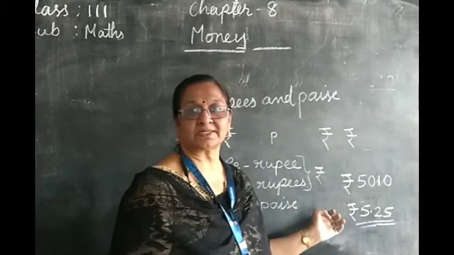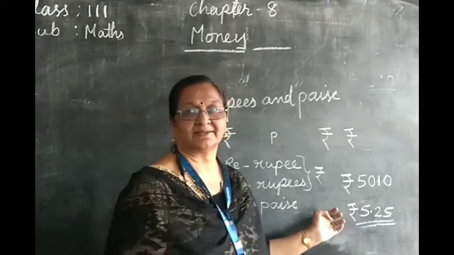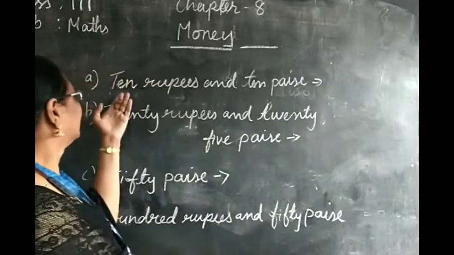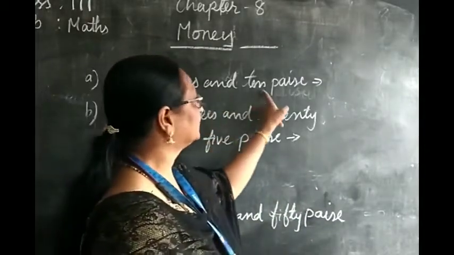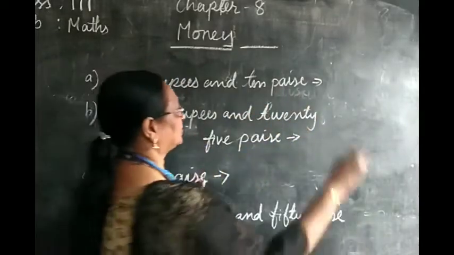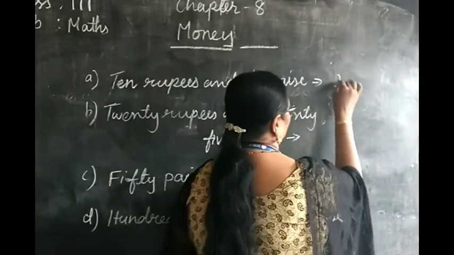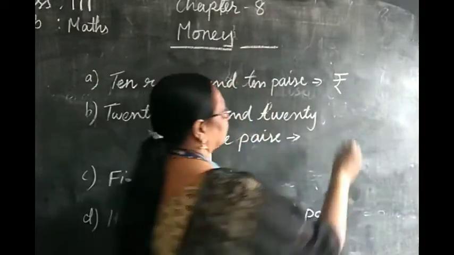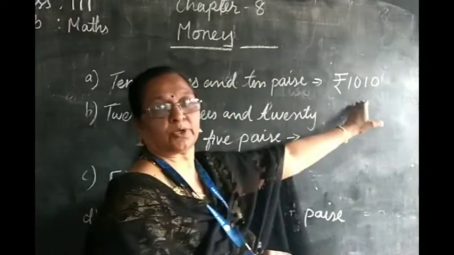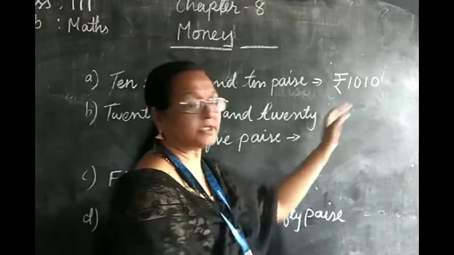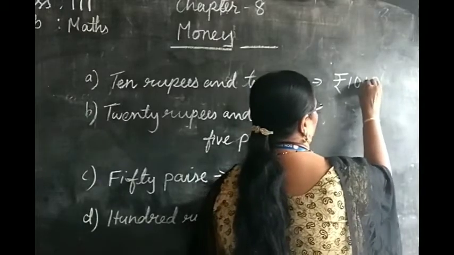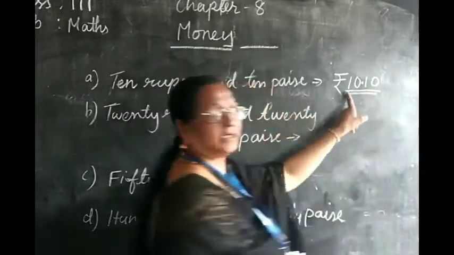Okay. Shall we see some examples, children? Now, look at the blackboard, children. 10 rupees and 10 paise. Now, what are the things we have to do? We have to write the symbol first. Yes, I wrote the symbol. Now, 10 rupees, 10 paise. Now, we have to separate the paise and rupees with a dot. How to? Ones, tens, put the dot. So, this is your answer.